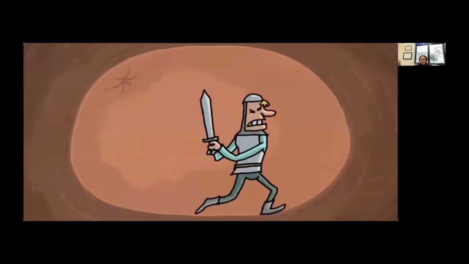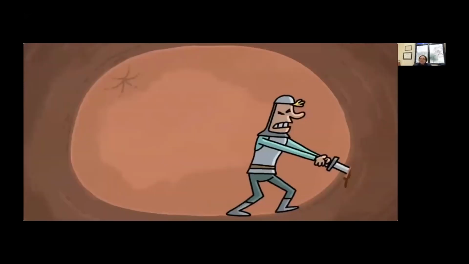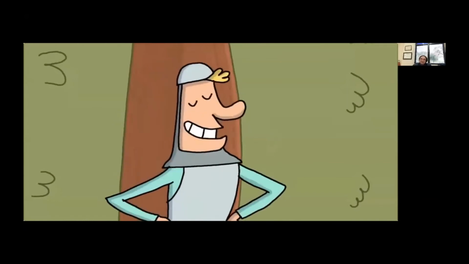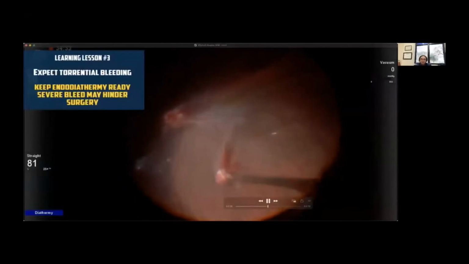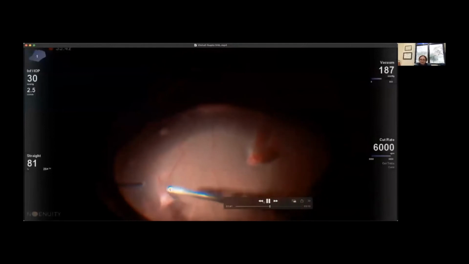Would you just diathermize them or leave them? But sleeping dogs are not good because they could wake up anytime. So it is important to totally remove the angiomas. This is the third important learning lesson: you expect torrential bleeding. So always keep a good endodiathermy ready, because once severe bleeding happens, you may be busy clearing it and you cannot do further surgery.